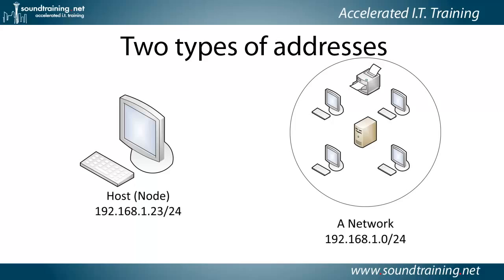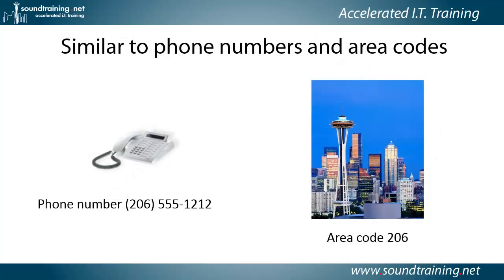And a host or a node is a single entity on a network running the Internet Protocol, or IP, in this case IPv4. And a network address represents a whole group of hosts, such as what you see in the graphic. A good way to think about it is to compare it to telephone numbering, where the phone number 206-555-1212, in this case, represents a single entity on a telephone network, and the area code 206 represents a whole bunch of local phone numbers, multiple entities on the network.